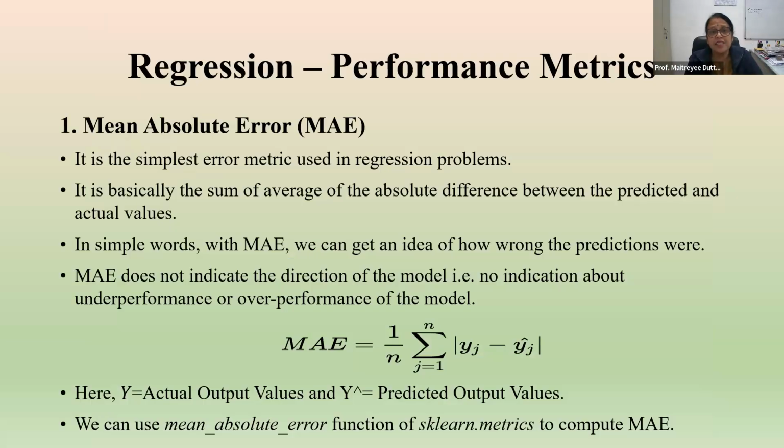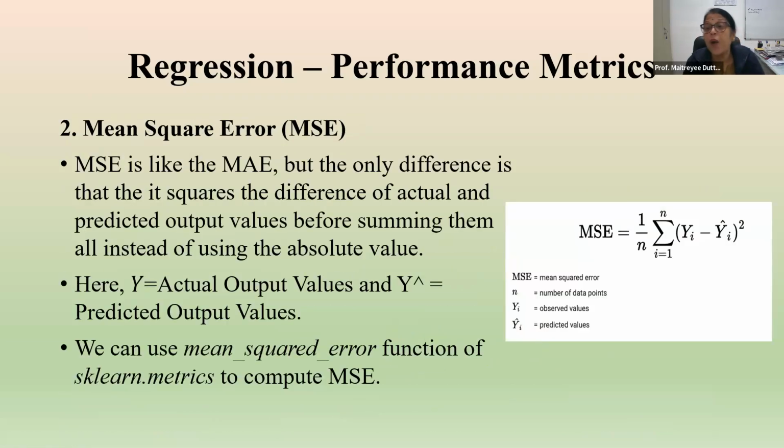Now these are some regression performance metrics you can note down. One is the mean absolute error. It is very easy to understand. This is yj, this is yj bar. That means y is the actual output value, y bar is the predicted value. If you calculate the absolute difference of both and take 1 by n, that is known as the mean absolute error. Next is the mean squared error.